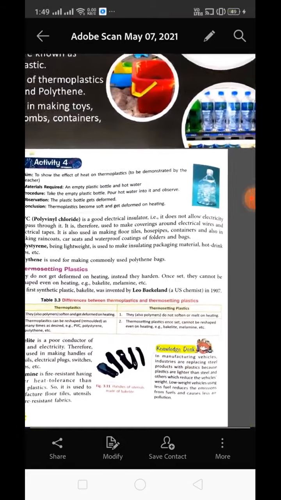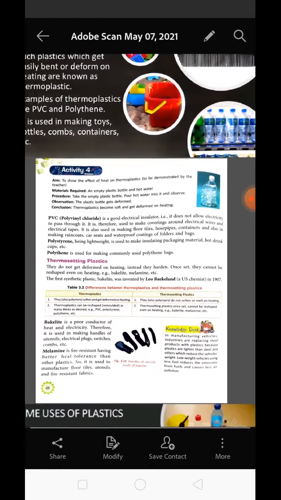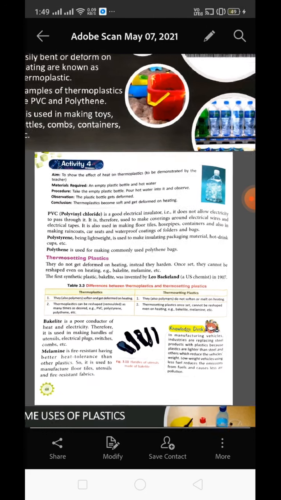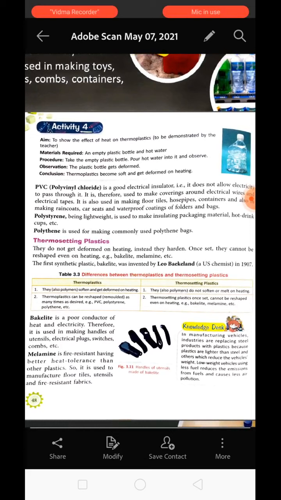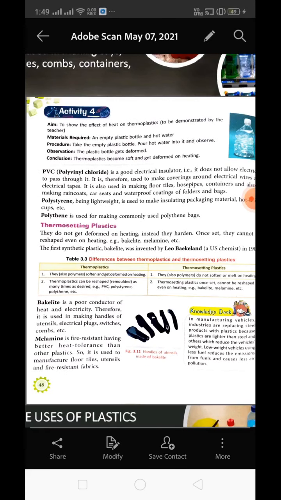Understood? This proves that thermoplastic cannot tolerate a high amount of heat. Now examples of thermoplastics are PVC, polyvinyl chloride. Polyvinyl chloride is an electrical insulator. That is, it does not allow electricity to pass through it. That is why it is used in electrical wires and electrical tape as well. It is also used in making floor tiles, hose pipes, containers and also in making raincoats, car seats, waterproofing coats, folders, etc.